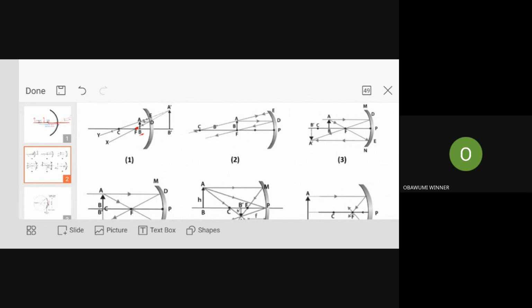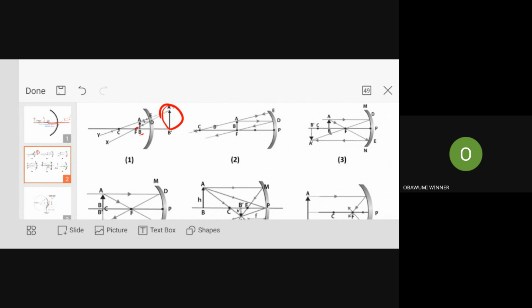Now, if an object is kept in front of the focal point, the image that will be formed will be formed behind the mirror.